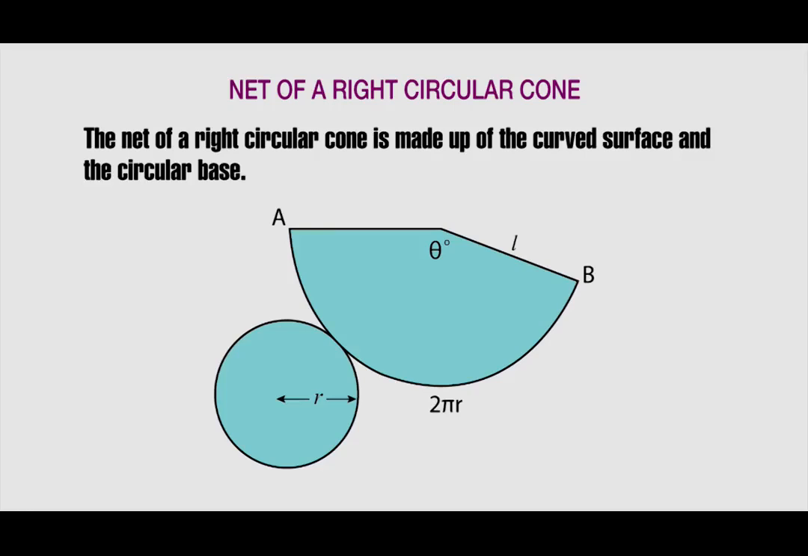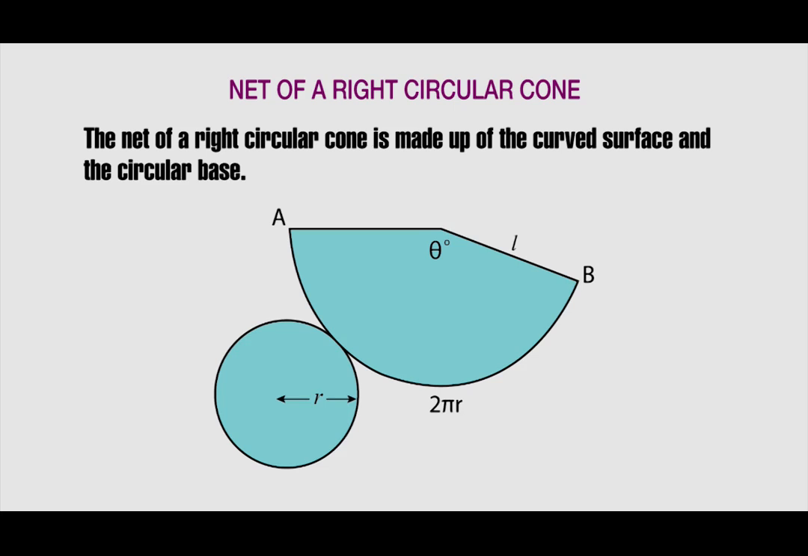Now let's look at the net of a right circular cone. The net of a right circular cone is made up of the curved surface and the circular base. In other words, the net of a cone is the same as the plane used in developing the cone, as shown in your diagram. We have a circular base and a sector. The sector is used to form the curved surface, and the arc length becomes the circular base of the cone.